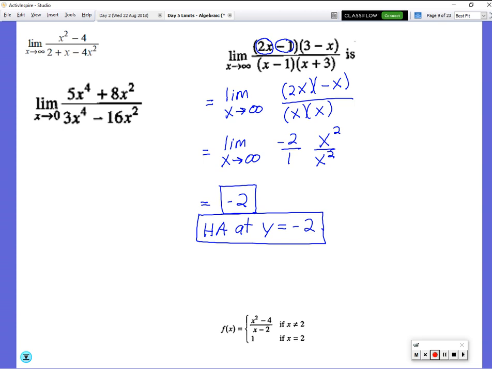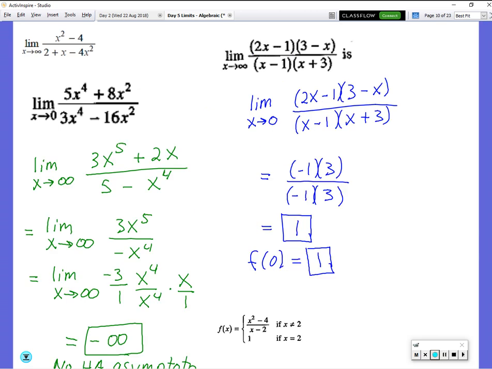Somehow I'm not finding it. It's the limit of 3x, so 3x to the fifth plus 2x over 5. Oh, this one. Oh, yeah. Gotcha.